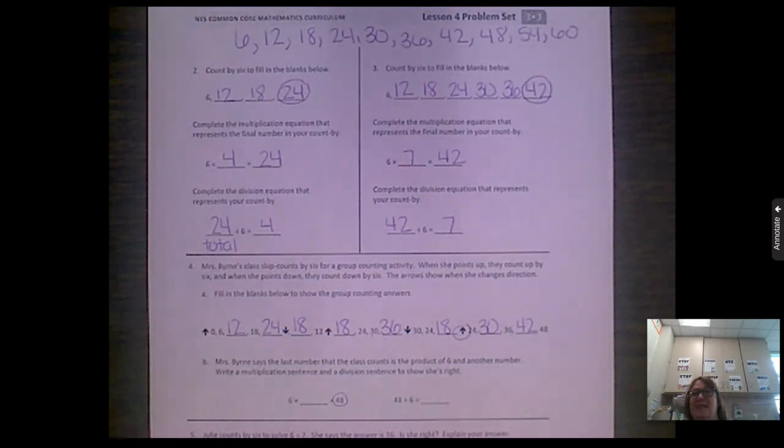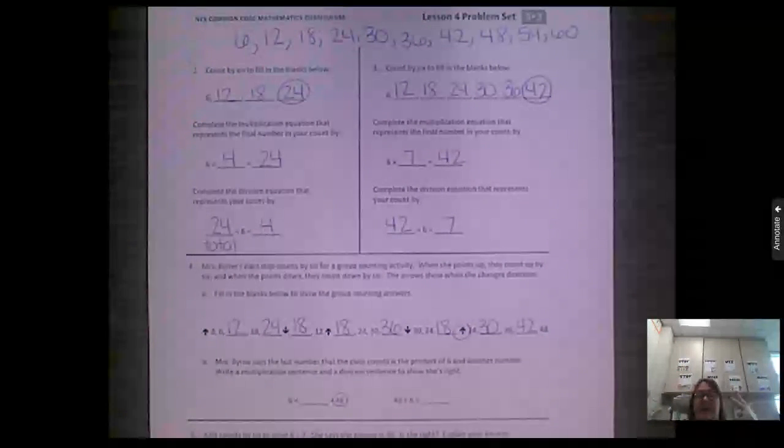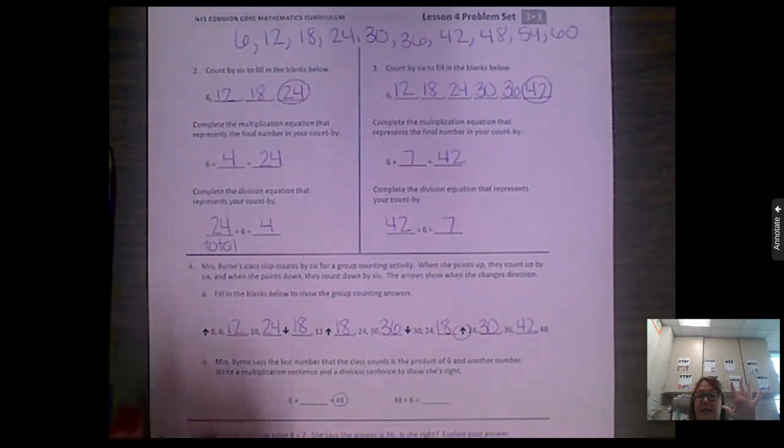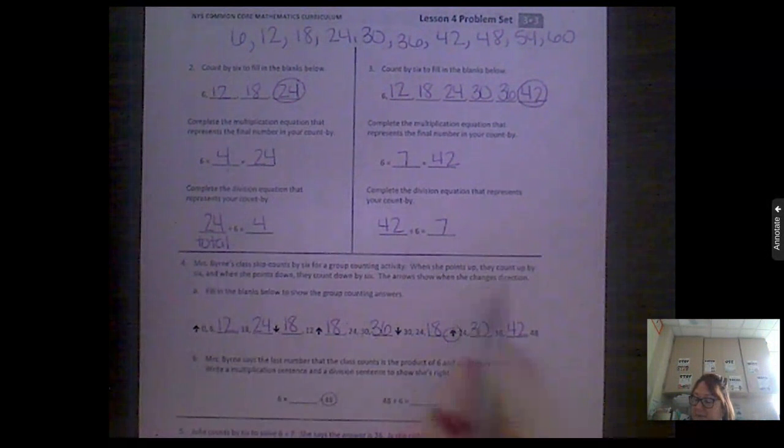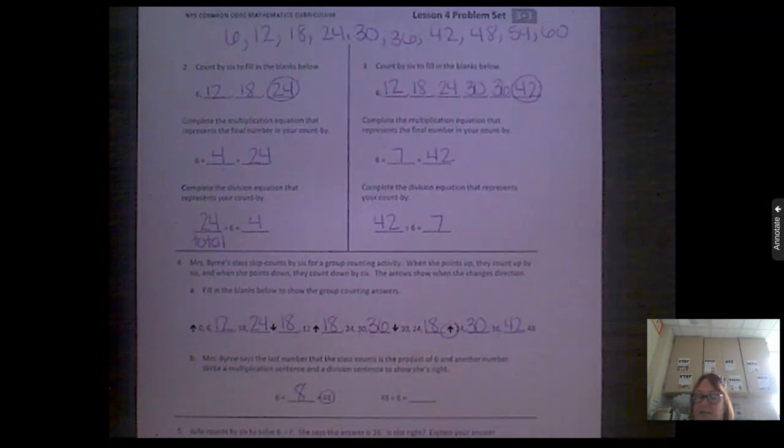Let's try to start to get away from that if we can. We should have started to get this in our head already if it's not completely there. Ready? 6, 12, 18, 24, 30, 36, 42, 48, and stop. How many 6s did we count until we got to 48? 8, right? So what's my missing number here? 8. 6 times 8 equals 48.